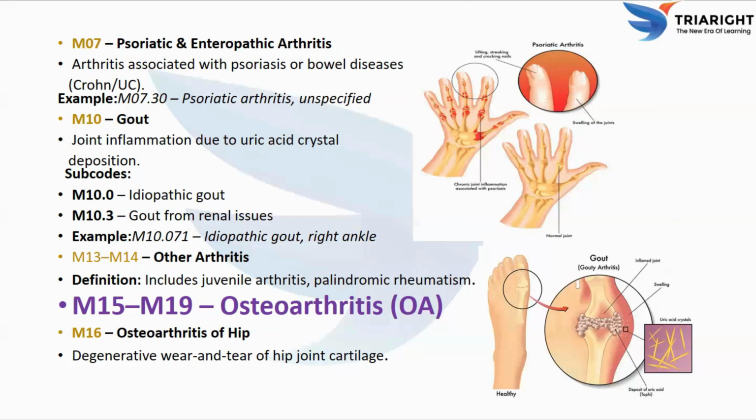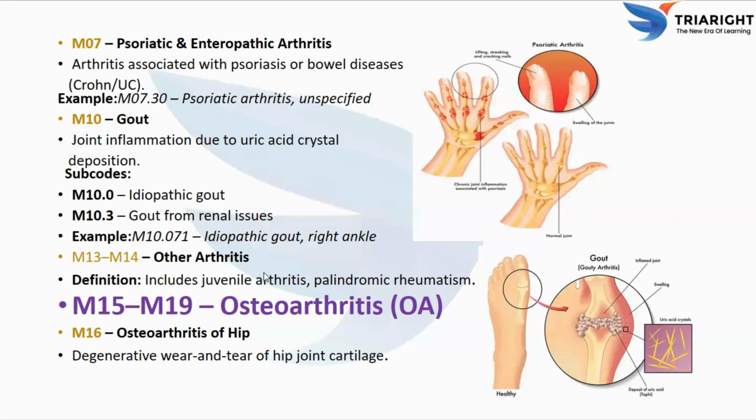On the right side, you can clearly see the picture of gout. This image shows uric acid crystals in the joint. It shows severe inflammation in the big toe, redness, swelling and intense pain, and also a healthy toe versus gout affected toe comparison. So this is about the M10 code range.